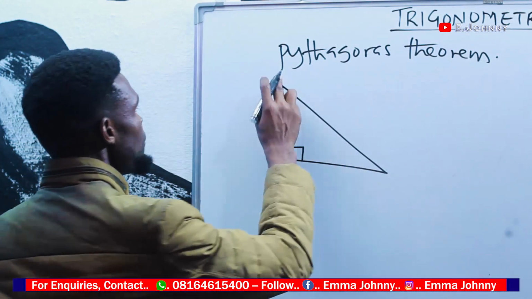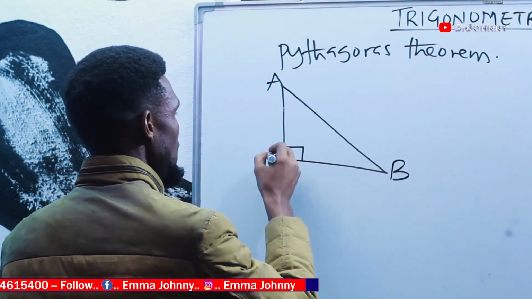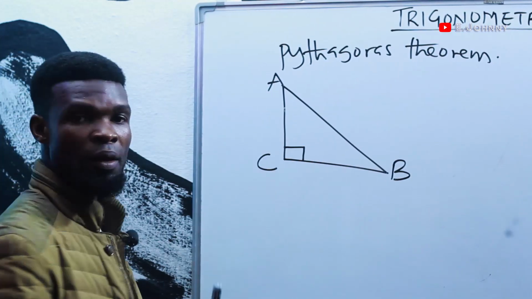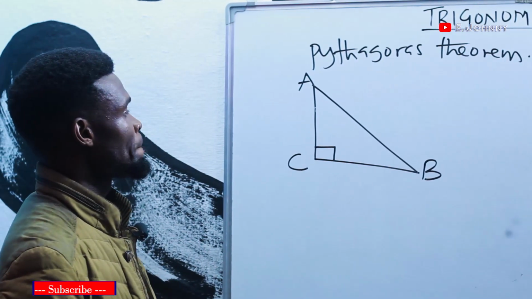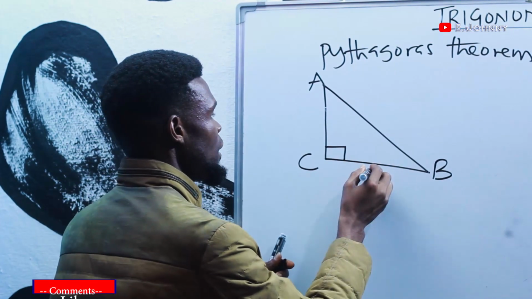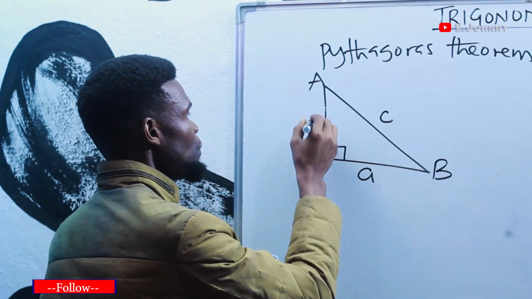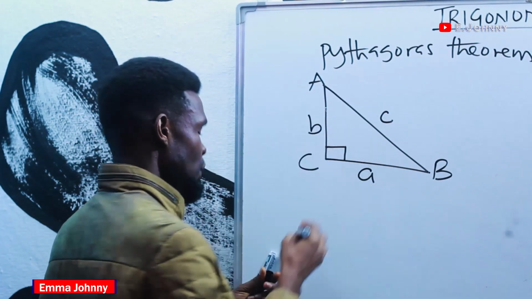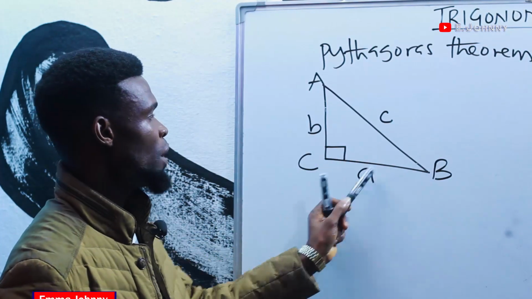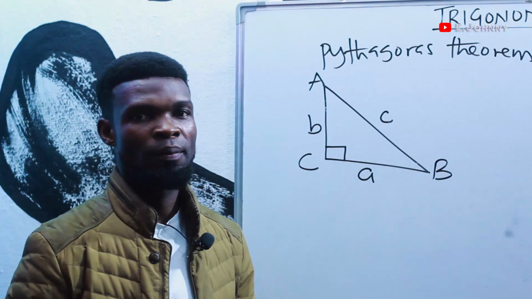So if I label this triangle as A, B, and C, then I can label the sides. This will be small letter a, opposite this will be small letter c, and opposite this will be small letter b. So the capital letters represent the angles, whereas the small letters represent the sides of this triangle.